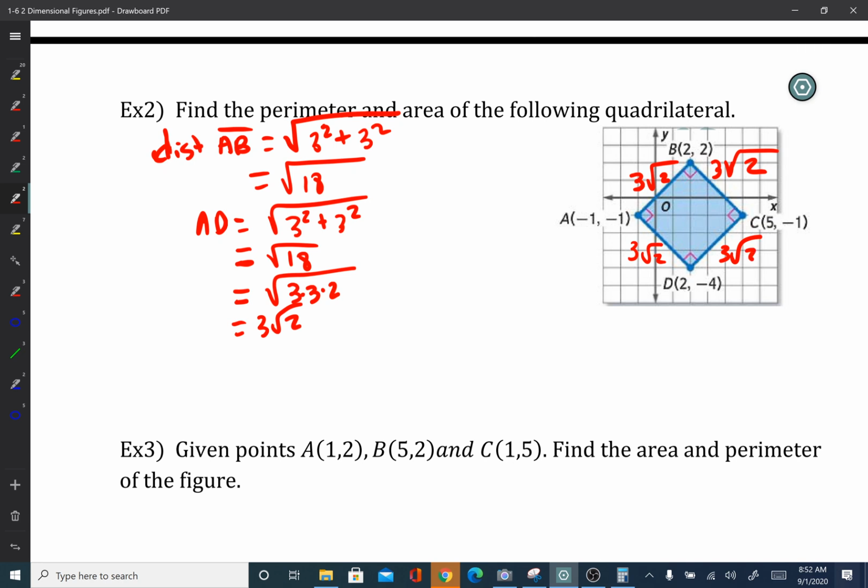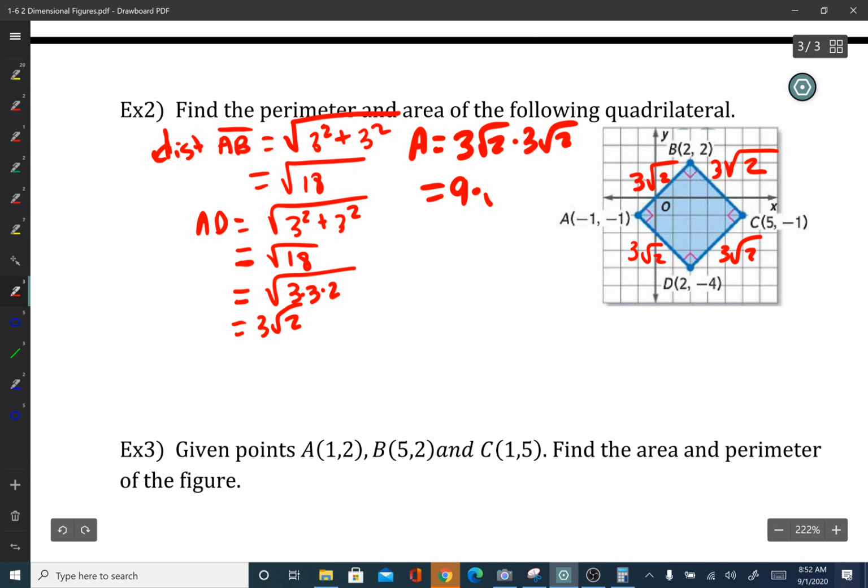And so how do I find the perimeter? All right, let's do the area first. The area is 3 root 2 times 3 root 2, which is going to be 9 times root 2 squared, right? Root 2 times root 2 is root 2 squared. And when you square a square root, you just get 2. So you get 9 times 2, which is 18, right?